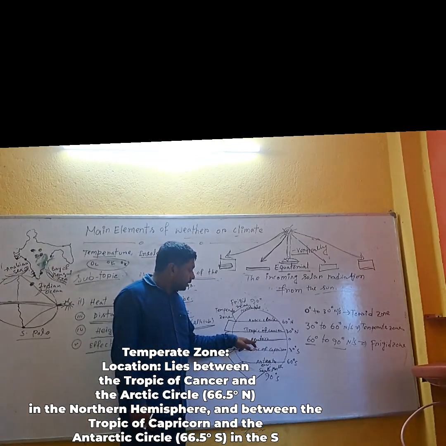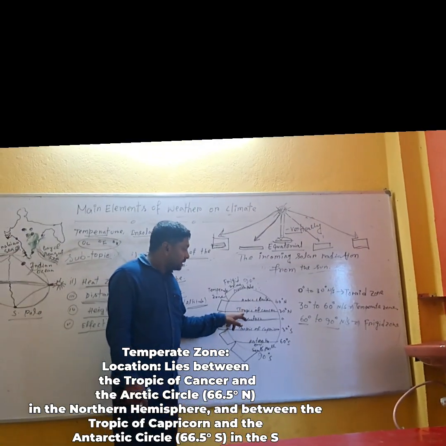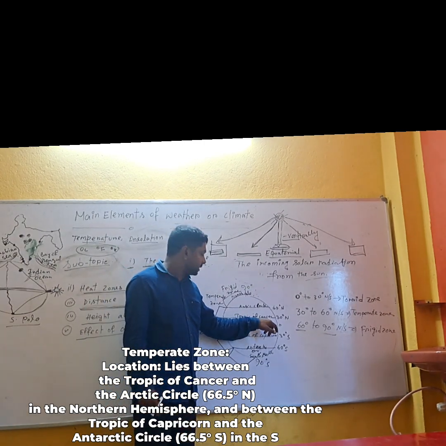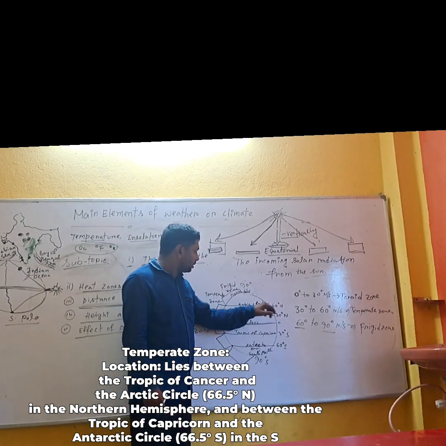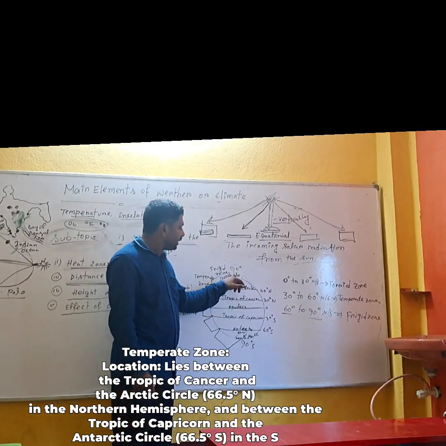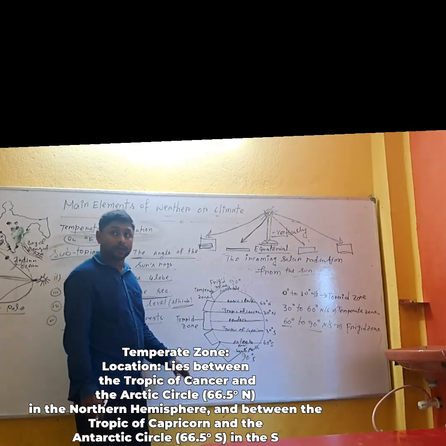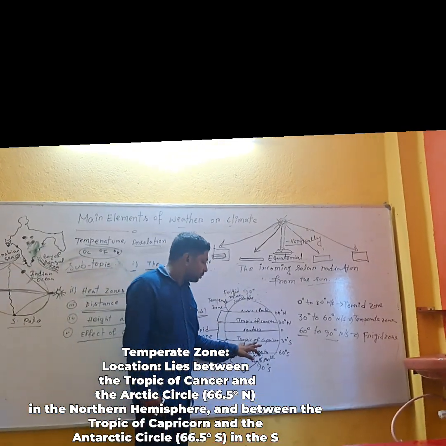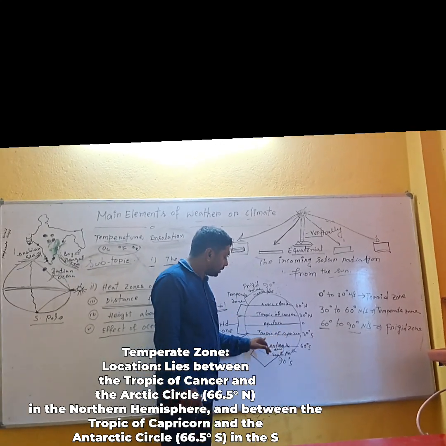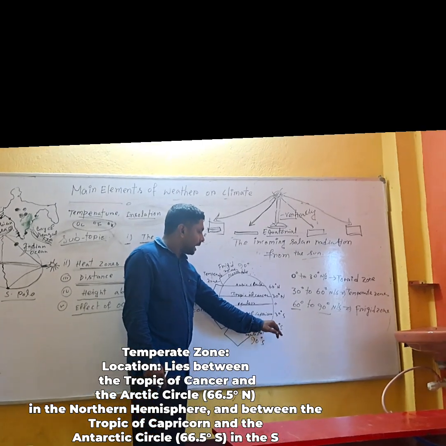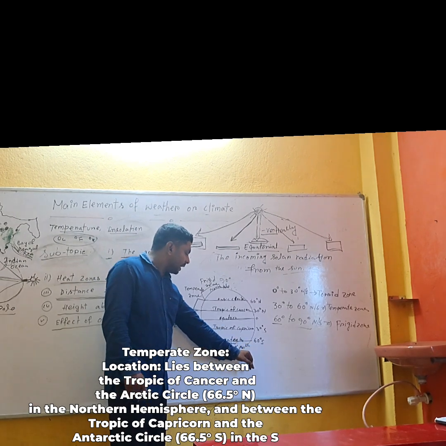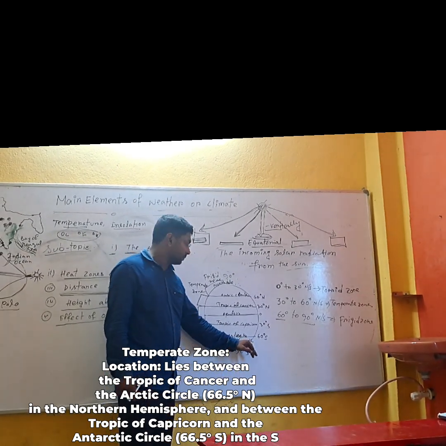From the equator to 30 degrees, the 30 degree latitude is known as the Tropic of Cancer, the 60 degree north latitude is known as the Arctic Circle, and the 90 degree latitude is known as the North Pole. In the south, 30 degrees south is known as the Tropic of Capricorn, 60 degrees south is known as the Antarctic Circle, and the 90 degree latitude is known as the South Pole.